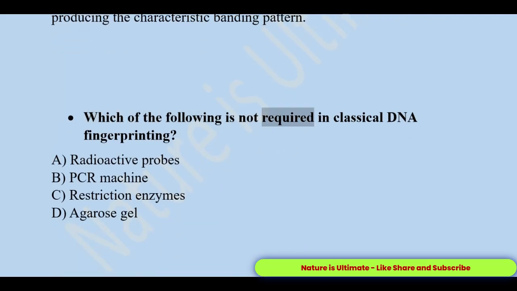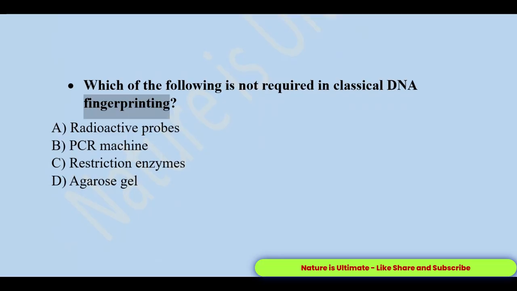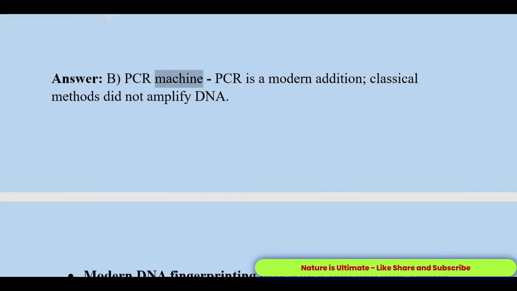Which of the following is not required in classical DNA fingerprinting? A. Radioactive probes, B. PCR machine, C. Restriction enzymes, D. Agarose gel. Answer: B. PCR machine. PCR is a modern addition. Classical methods did not amplify DNA.